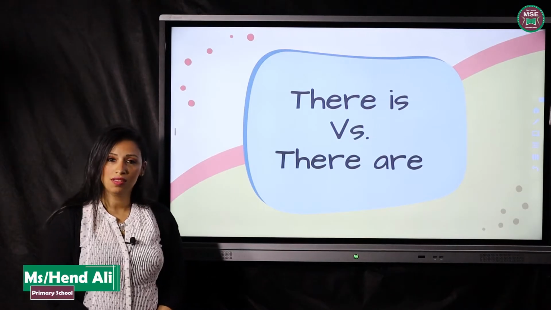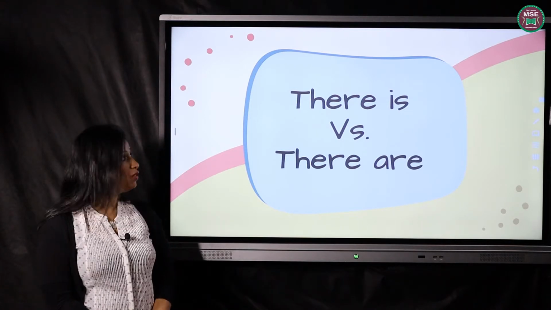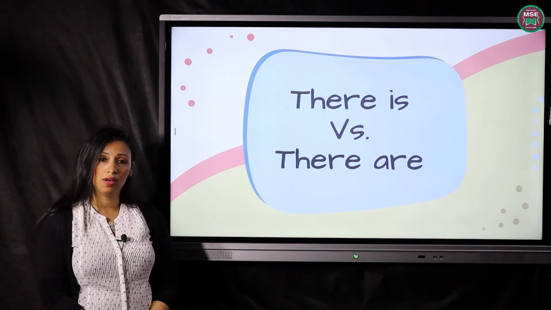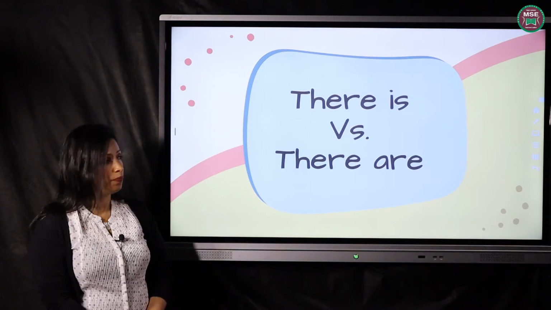Good morning, dear students. The first grammar lesson is there is and there are. We use there is and there are to talk about things that exist and things that we can see around us.